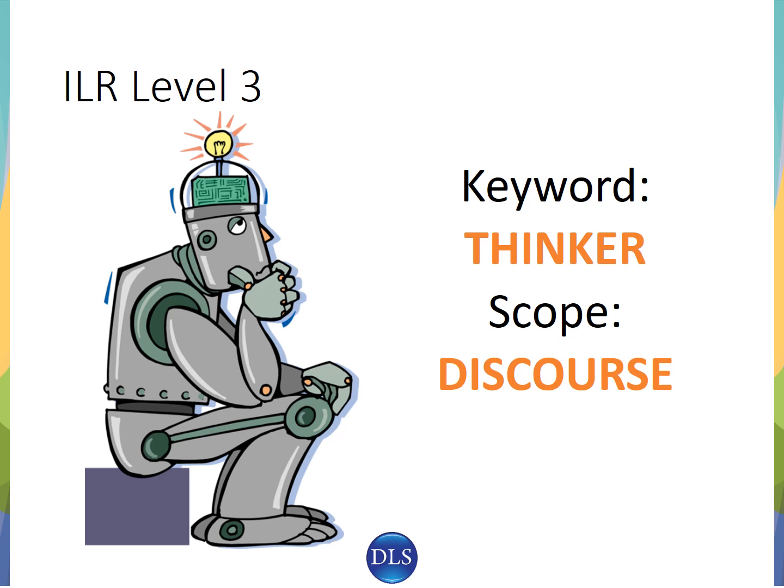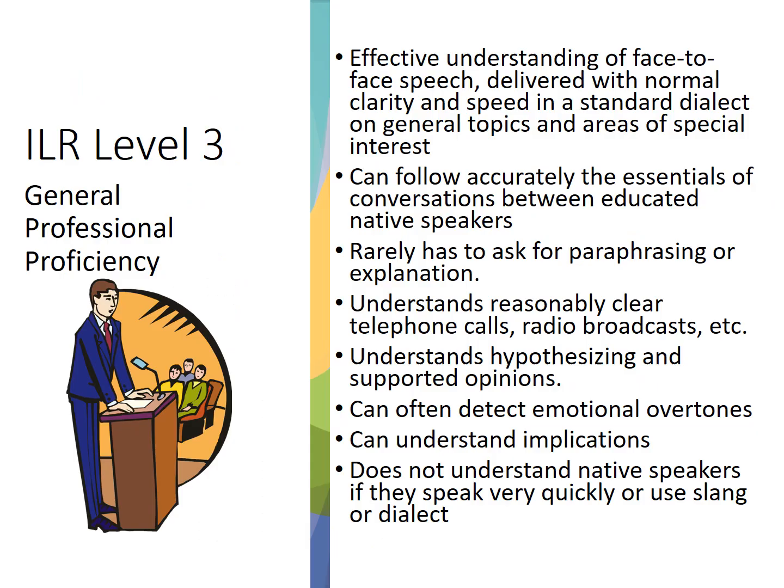A level 3 listener is able to listen to connected discourse, a series of paragraphs linked together, a detailed discussion of some topic. At level 3, the learner is able to handle all listening tasks that are common in everyday life and work. They can understand face-to-face conversations with normal clarity and speed in a standard dialect on general topics and some specialized topics of interest. Level 3 listeners can usually follow a conversation among native speakers speaking at the normal pace and rarely need to ask for rephrasing or explanations. They can also understand speech that is reasonably clear coming from radio or TV, the phone, or from other indirect sources.